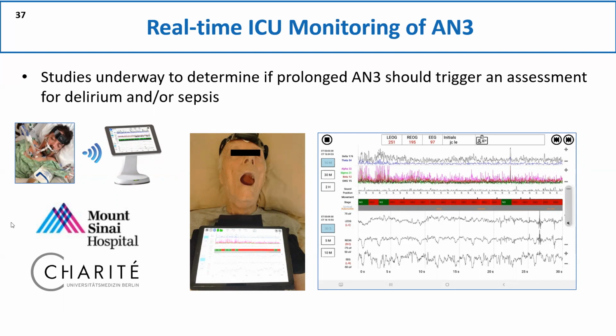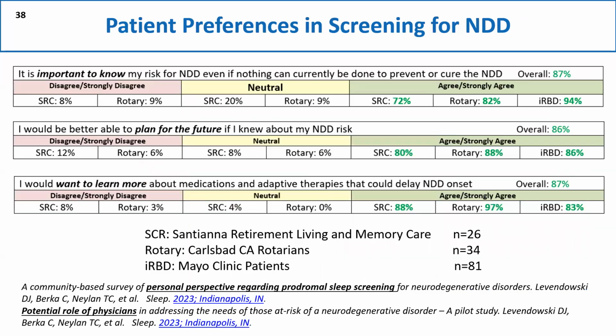Those ideas are what we're doing with our partners, both at Mount Sinai and Charité in Berlin, where we're using this capability of looking at the sleep and the sleep characteristics and these biomarkers in real time to see if there are ways that we can identify an assessment for delirium or sepsis as a way to improve outcomes.